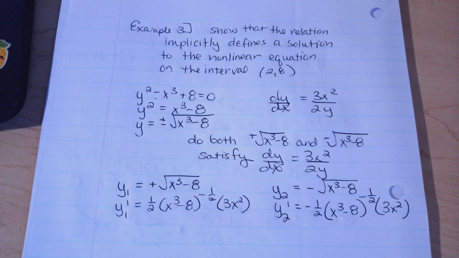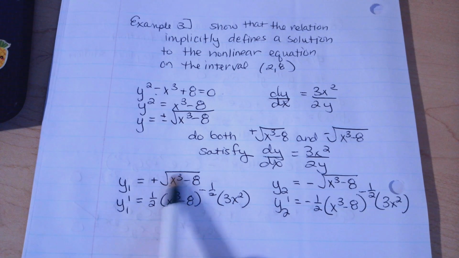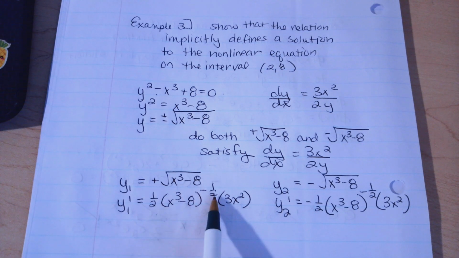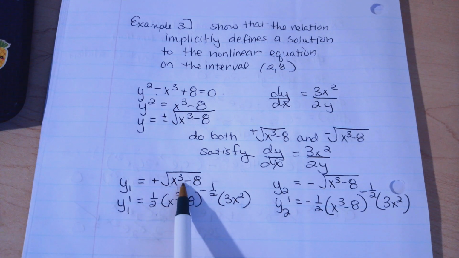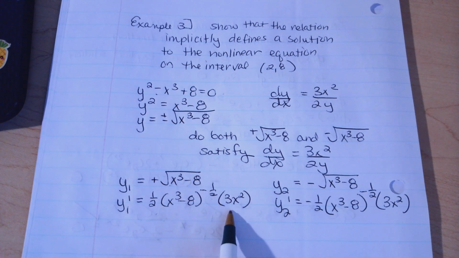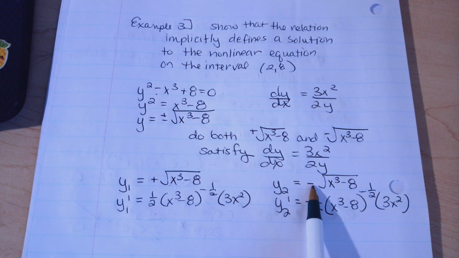Okay, how did I do that? Think about it for a second. Right, this is actually just this part raised to the 1/2. So then 1/2 comes out front, I subtract 1, and then my chain rule says that I have to do the derivative of the inside, so that's where my 3x squared came from. And we just do the same thing over here, we just have a negative though because of this negative sign here.